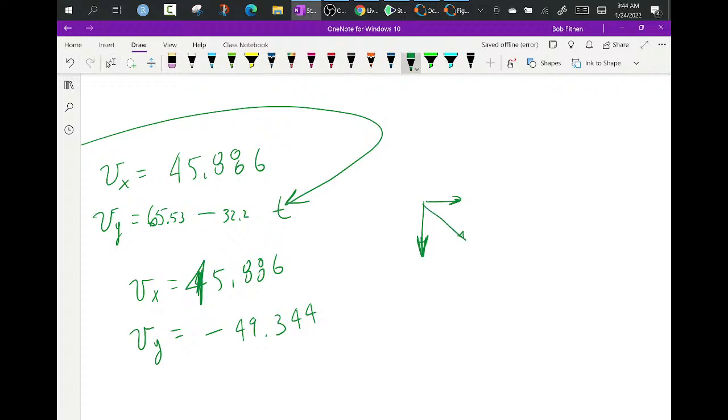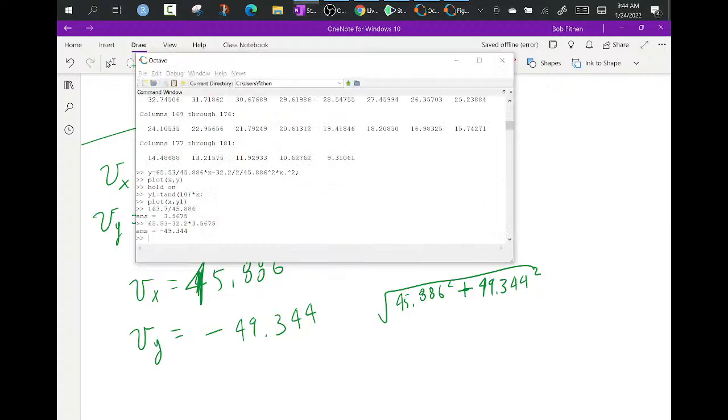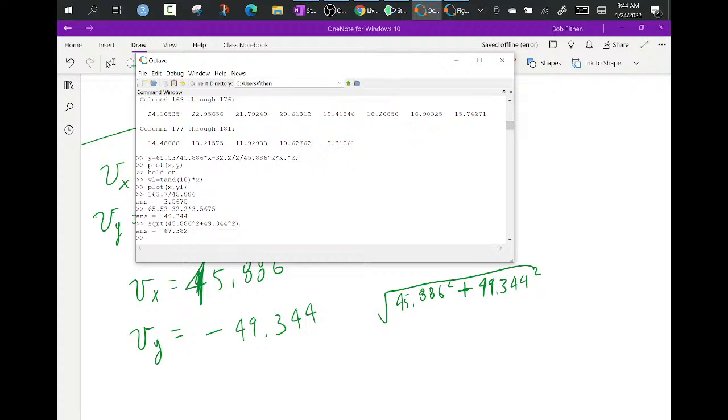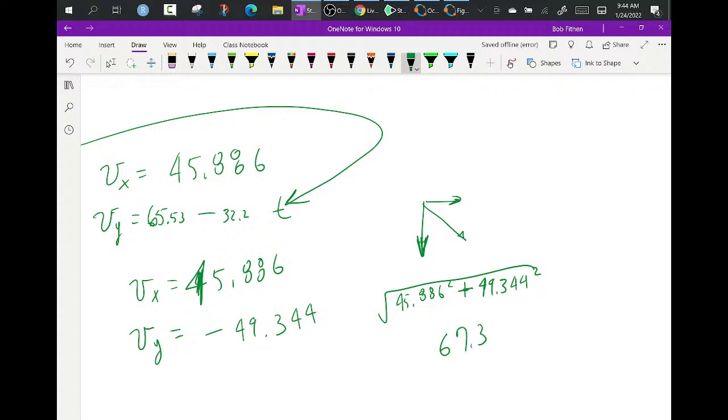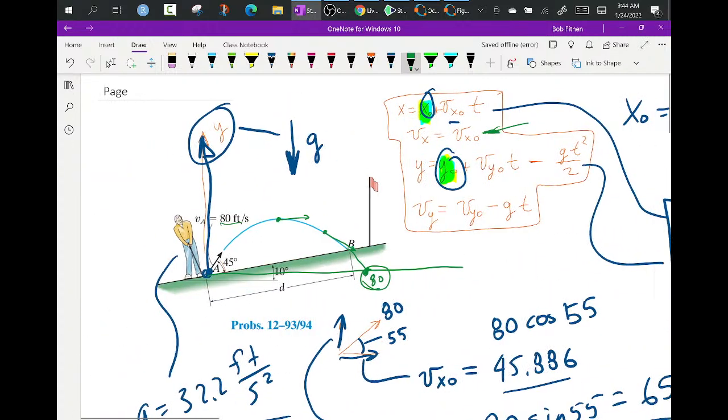And so the question is, what is it? It's 45.886 squared plus 49.344 squared, and the square root of that becomes, and I did do a square root, 67, so it's about 67.3. So the magnitude of the velocity is about 67, slightly less than the 80, but just like what you know, as it goes further and further and further, it goes faster and faster and faster.